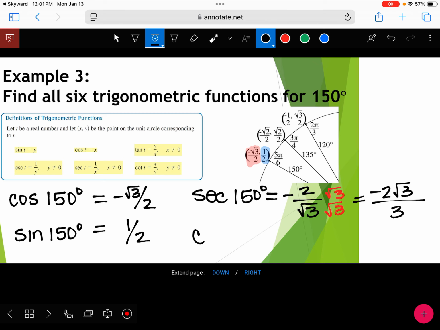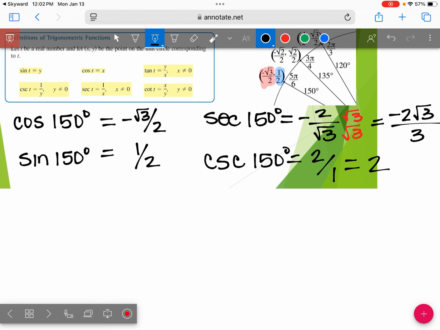For cosecant, we're going to flip the sign. So instead of 1 over 2, it flips to 2 over 1, which is the same as 2. So now we have our first 4. And then we have tangent.